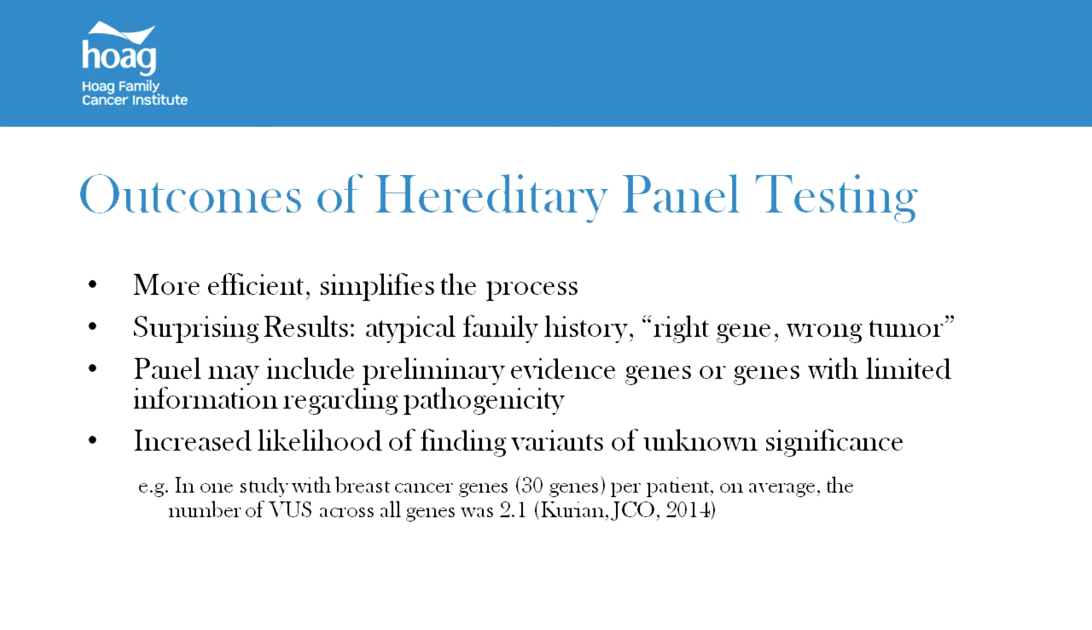And then again, these panels of genes include preliminary evidence genes, or genes that have limited information regarding their pathogenicity. So some of that information has to be processed, and we have to gather more data, so more to come on that. And then there's your VUS. You have increased likelihood of getting these VUSs where we don't know what to do with them. They're not clinically actionable. And in one study looking at breast cancer genes, 30 in total per patient, on average the number of VUSs that were identified were 2.1.